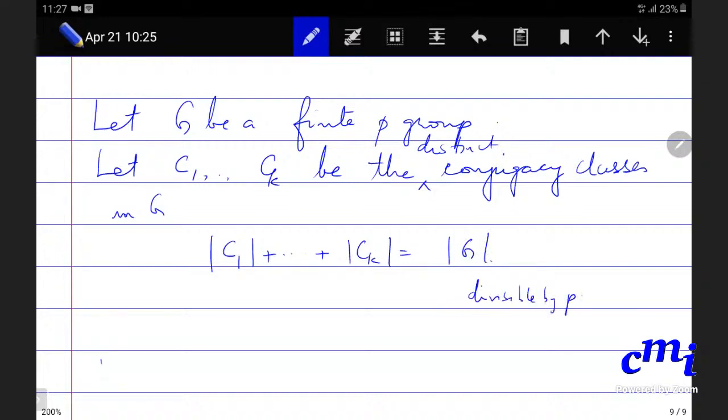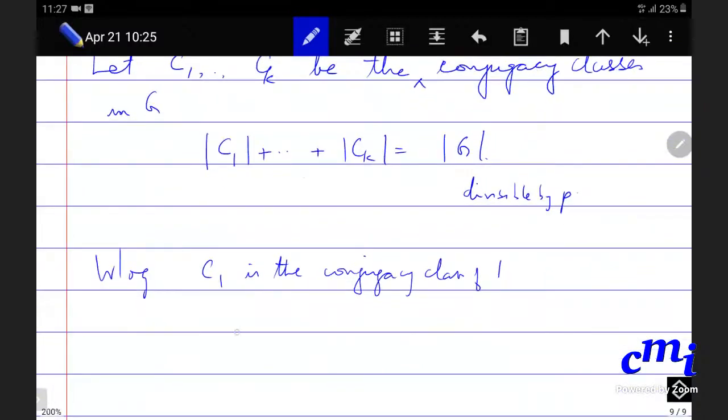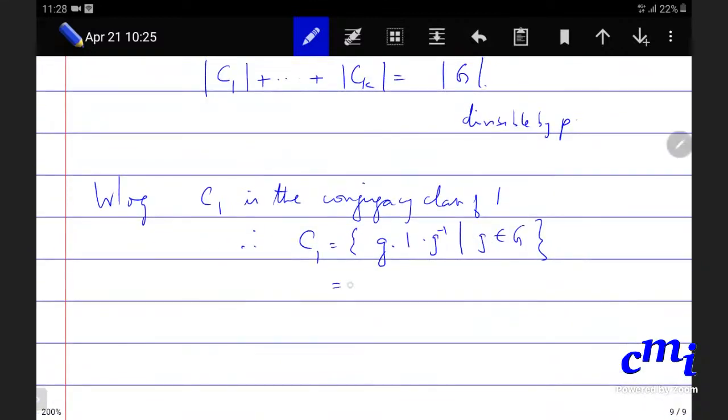Okay. Without loss of generality, C1 is the conjugacy class of 1. Okay. So therefore, C1 is a set of all things of the form g1g inverse, g is inside G. This is what we mean by conjugacy class. Okay. Take an element and look at all things of the form g times that element times g inverse as g varies in G. But this is just 1. Okay. So therefore, the cardinality of C1 is 1.